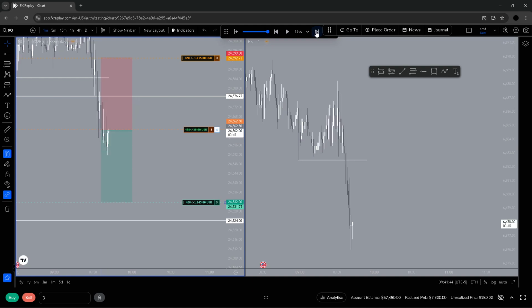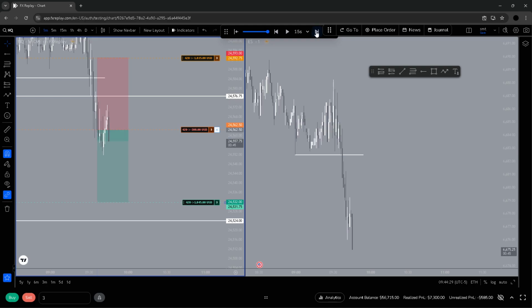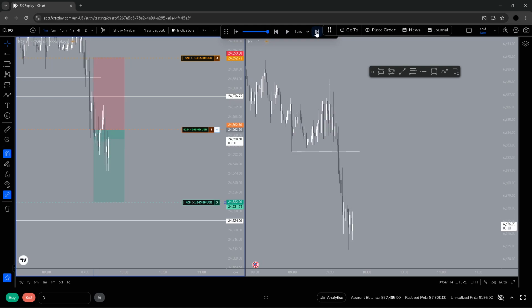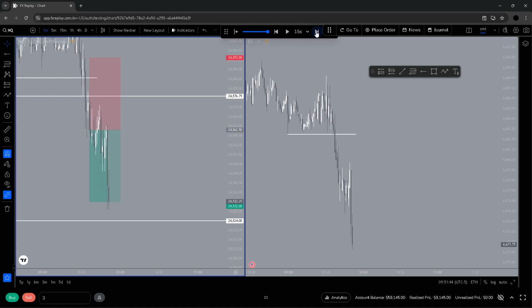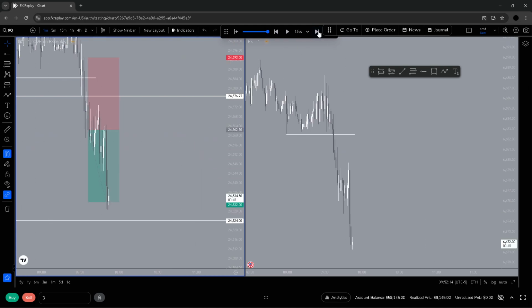So we rebalance into a displacement candle. Holy shit, this is low probable, bro. Wow. What is going on? Right, so that's TP hit, guys.